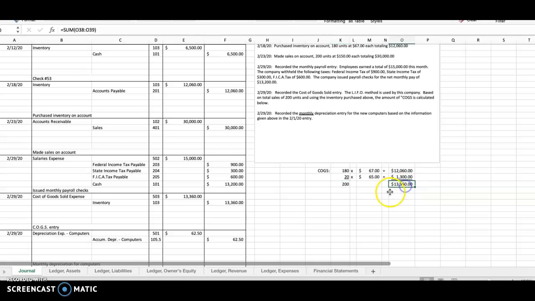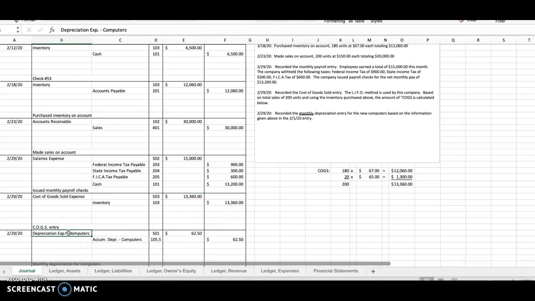They cost us $13,360. We sold those 200 items for $30,000, but they cost us $13,360, and that's the entry. We see a debit to cost of goods sold expense, a credit to inventory.